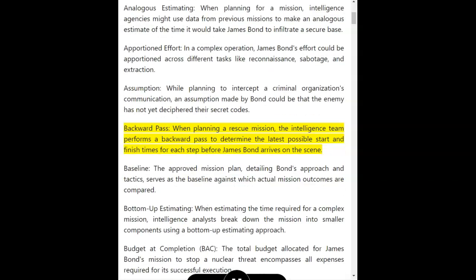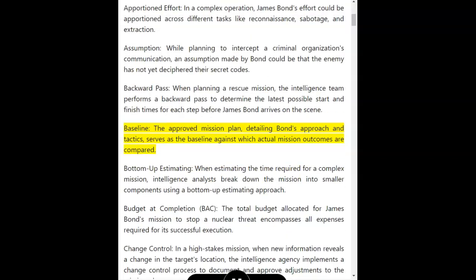Backward pass. When planning a rescue mission, the intelligence team performs a backward pass to determine the latest possible start and finish times for each step before James Bond arrives on the scene. Baseline. The approved mission plan, detailing Bond's approach and tactics, serves as the baseline against which actual mission outcomes are compared.